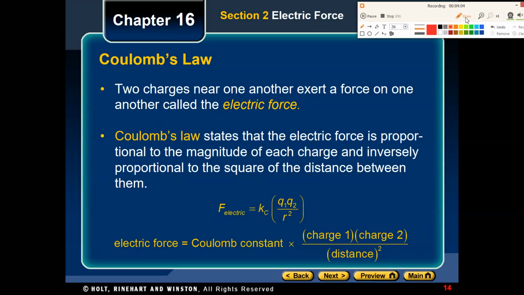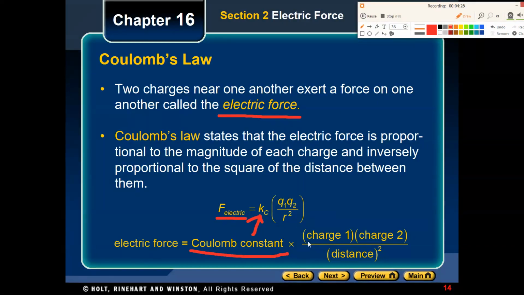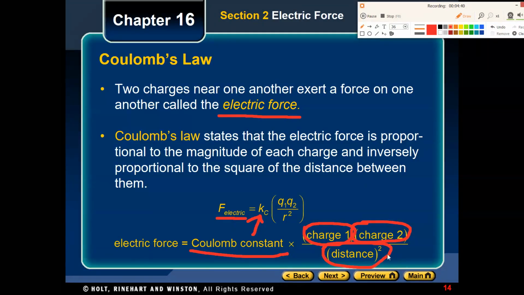So what's Coulomb's law? Coulomb's law gives a mathematical description of how to figure out the strength of the electric force. The electric force equals Coulomb's constant, which is always given so you don't need to worry about it, times charge 1, times charge 2, divided by the distance squared. So it's inversely proportional to the square of the distance. If you double the distance, the electric force becomes a quarter of the force.